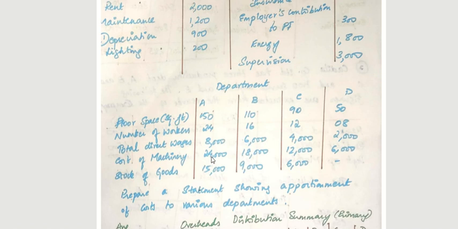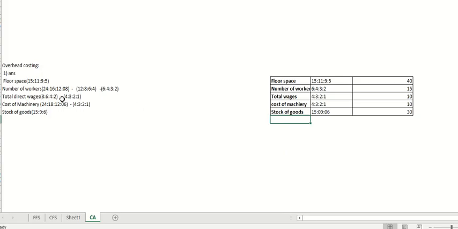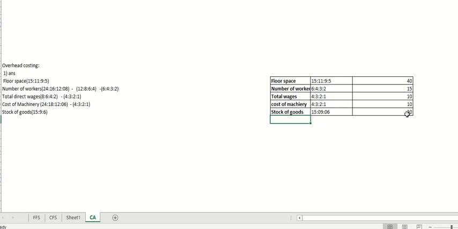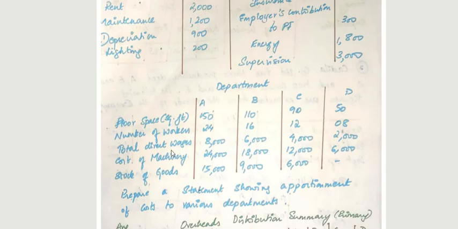And cost of machinery is 24 is to 18 is to 12 is to 6, which can be reduced to 4 is to 3 is to 2 is to 1. So if you add up your denominator, the value will be 10. And your stock of goods is 15 is to 9 is to 6. So your denominator will be 30. So the first step that one can do is find out the ratios for your basis.